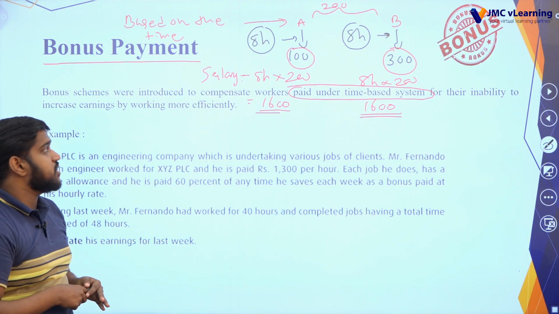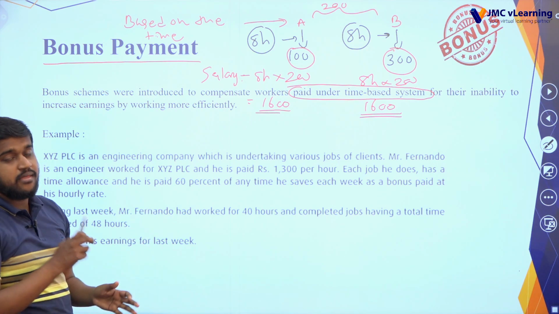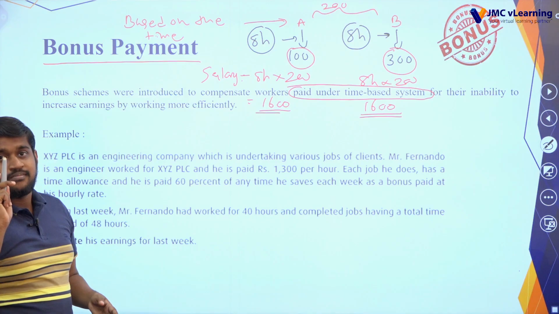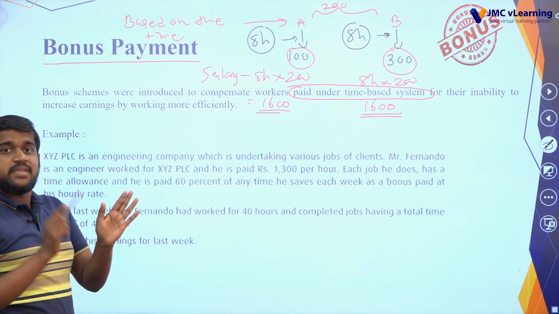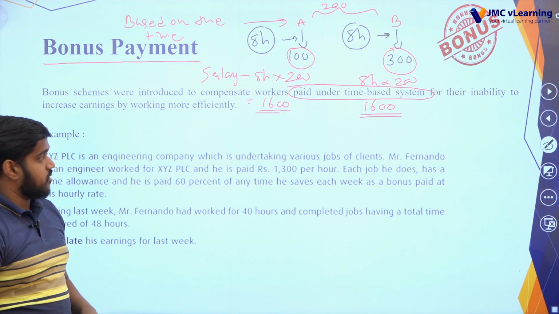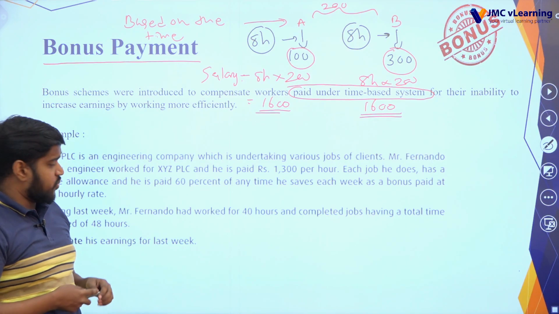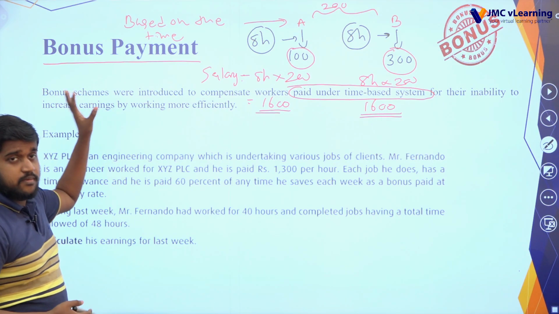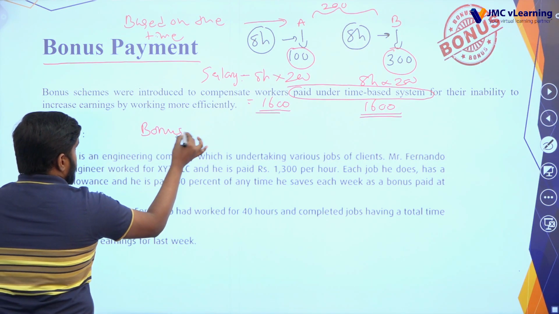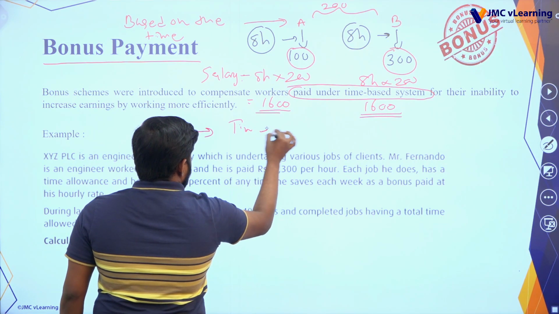Actually, in this situation, we pay bonus based on the time saving. Simply we can say, the time that is saved by that employee. So, time that is saved by that employee. Okay. This is another important thing you need to keep in mind when we calculate bonus payment. We calculate bonus payment based on the time saving.